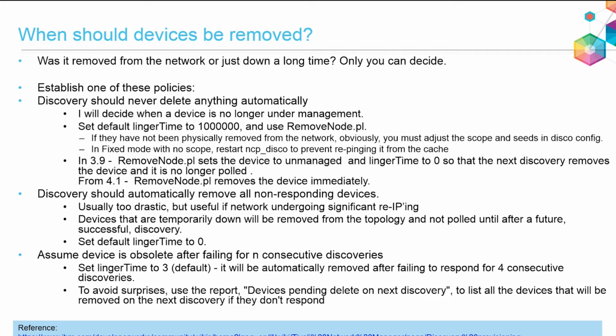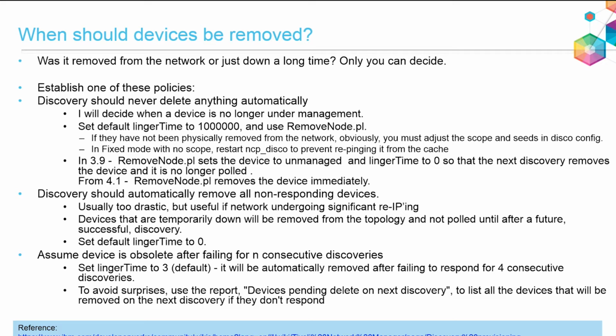So if you think about it, there are 3 possibilities here. The first possibility that a lot of customers use is that they don't want ITNM to delete anything automatically. They want to be in charge of when something gets deleted. And in that case, simply set the linger time to some large number. Or you can set it to -1, which would do the same thing. And then just use remove node to actually delete it manually or through some script.